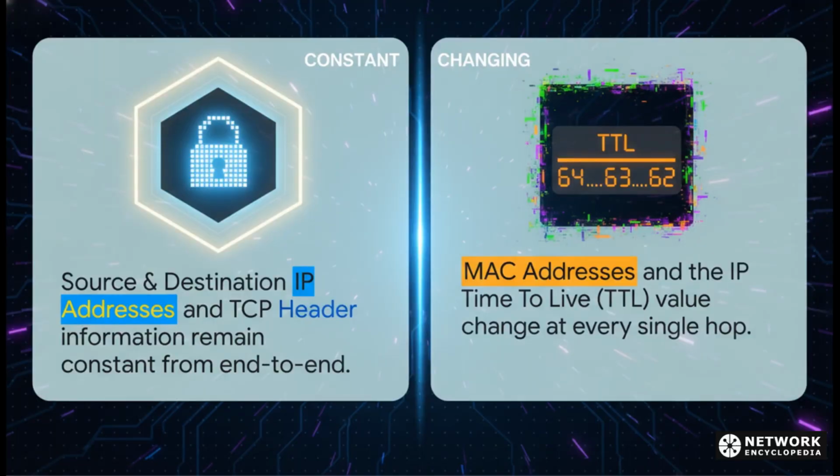The inner layers, the stuff that matters for the entire end-to-end journey, like the IP addresses and all that TCP info, they stay exactly the same. But the outer wrapper, the link layer info like the MAC addresses, that changes at every single hop. Also, a little counter in the IP header called the time to live, or TTL, gets ticked down by 1 at each router just to make sure a packet doesn't get lost and loop around the internet forever.